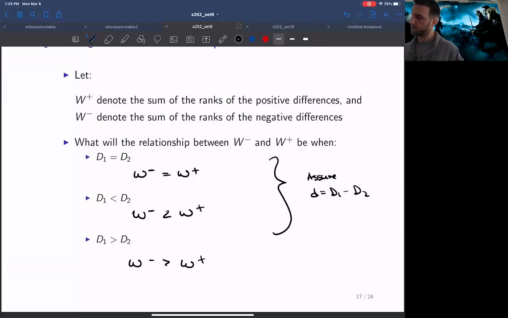So I need to think about this for a minute. Yeah, there we go. That makes way more sense. Okay. Yeah, so if we take the differences as being D1 minus D2, then D1 will be less than D2 if the sum of the negative ranks is greater than the sum of the positive ranks. Yeah, that makes sense. And then D1 will be greater than D2 if the sum of the positive ranks exceeds the sum of the negative ranks. Yeah.